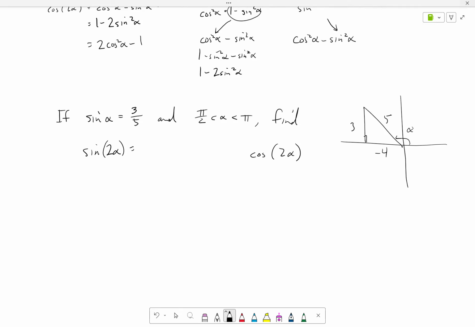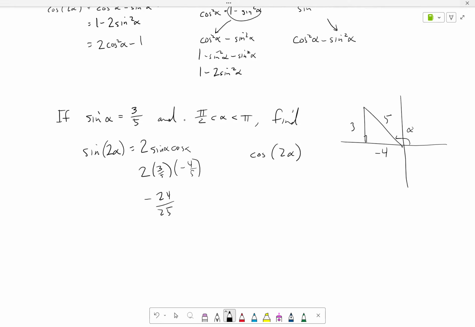Okay, so for sine of 2 alpha, we know that this is 2 sine alpha cosine alpha. So this is 2 times sine of alpha, which we already know is 3/5, and cosine alpha is -4/5. All together, this equals -24/25, which are really nice numbers, aren't they? We recognize them from the Pythagorean triple triangle, 7, 24, 25.